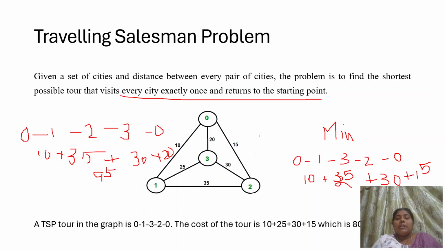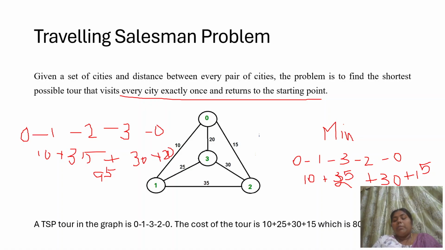Which one is better, 95 or 80? 80 is better. So this is the concept of the traveling salesman problem. We have to find the tour which yields the minimum cost. Minimum cost, that is minimization, is the basic concept in the traveling salesman problem.